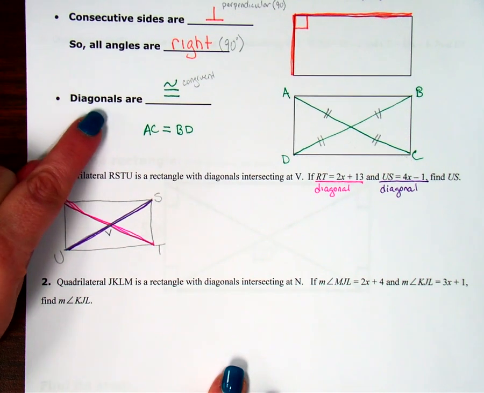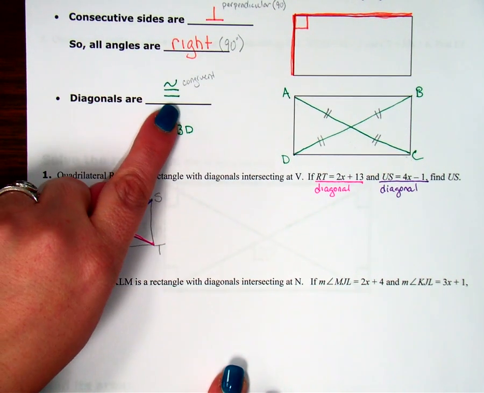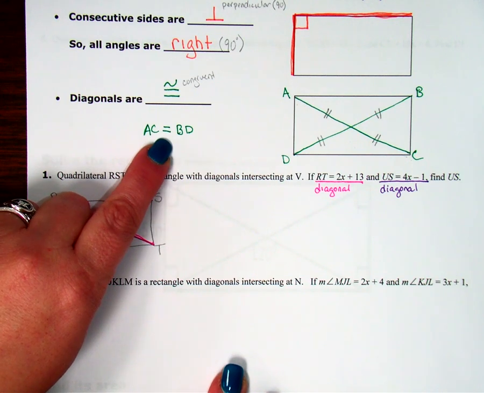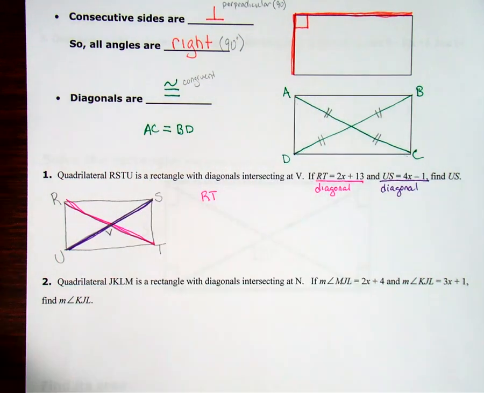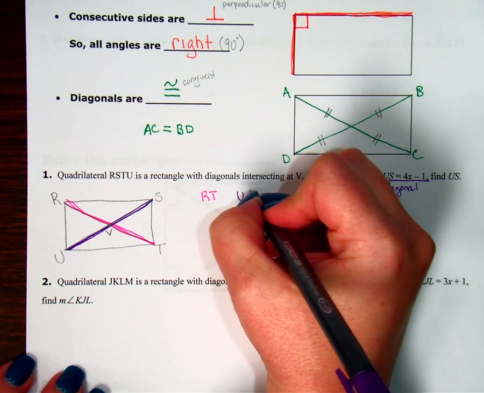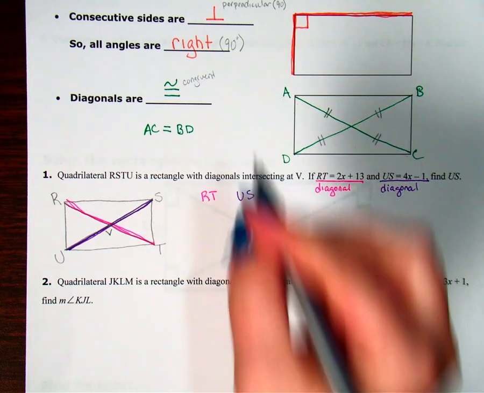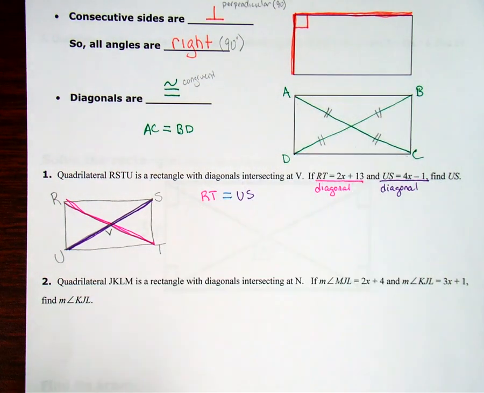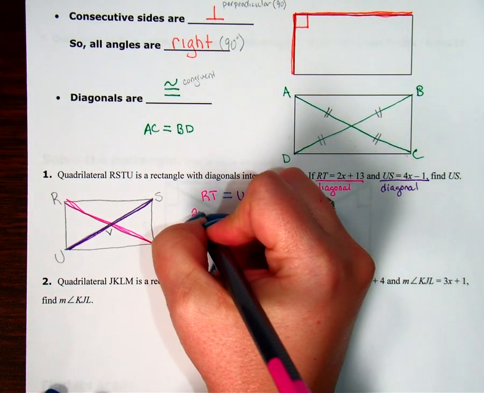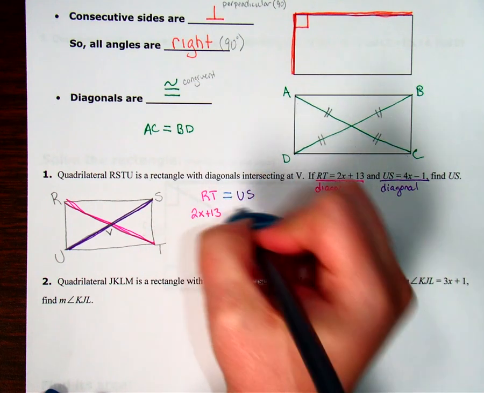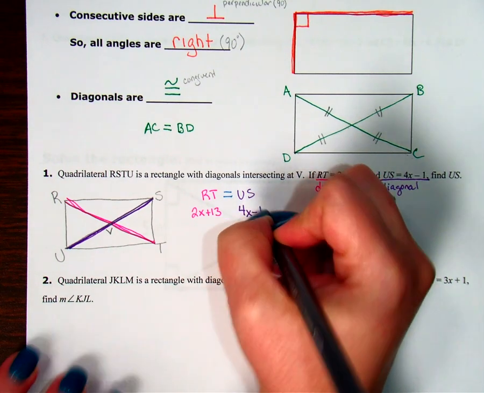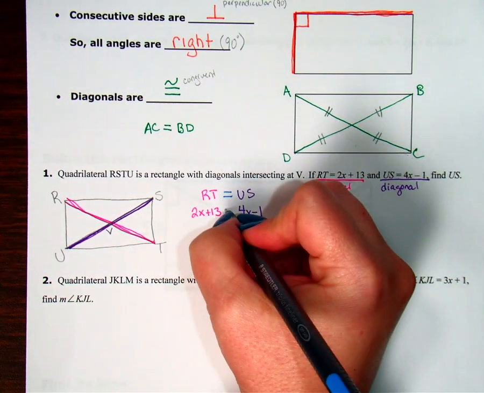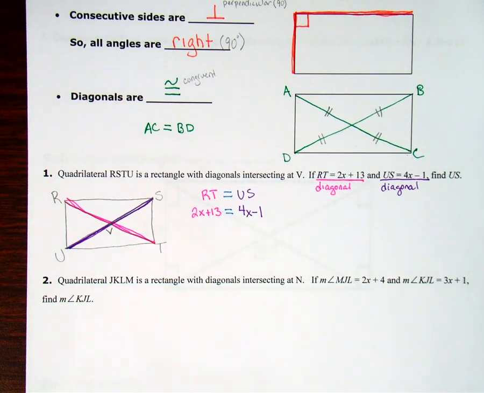Okay, and what do we know about the diagonals in a rectangle? They are congruent, meaning they have equal measures. So I know that RT and US are going to be equal to each other. Okay, so RT is 2x plus 13 and US is 4x minus 1, and I know that these are going to be equal to each other. Okay, so well, let's solve this for x, right?